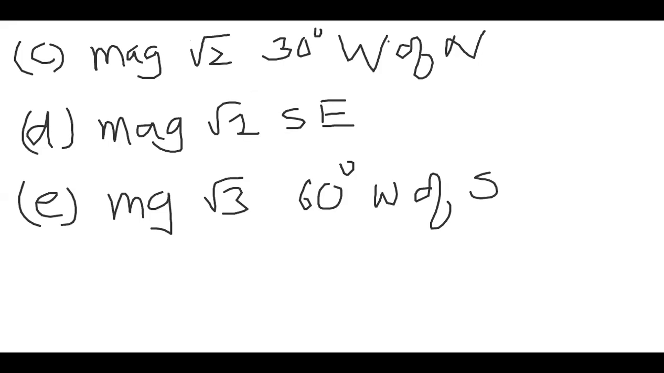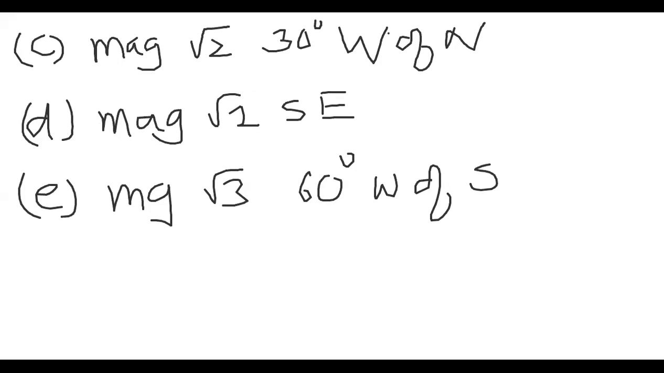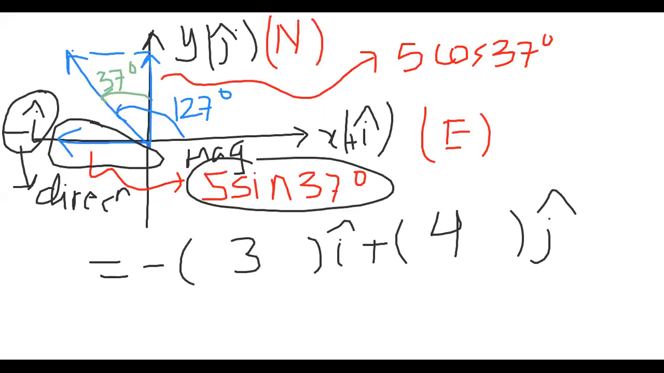But what you must be able to do is that whatever vector I throw at you, you should be able to convert it at a moment's notice into the i-cap, j-cap form, the component form. You should be able to convert any given vector into its component form at any time.